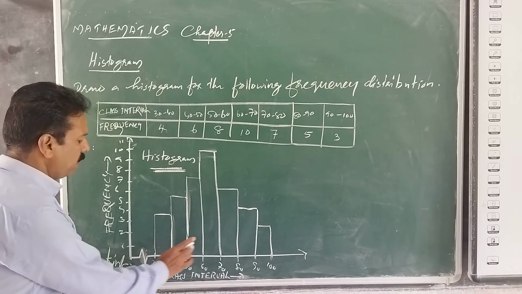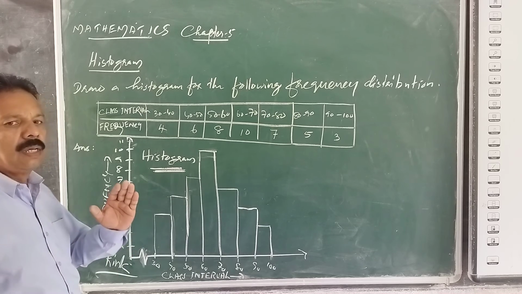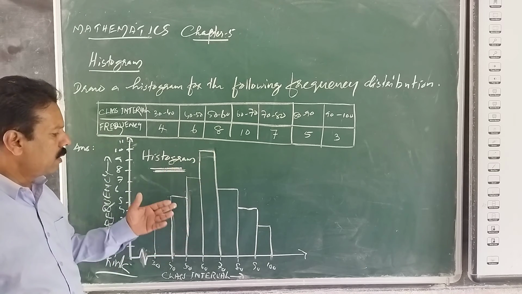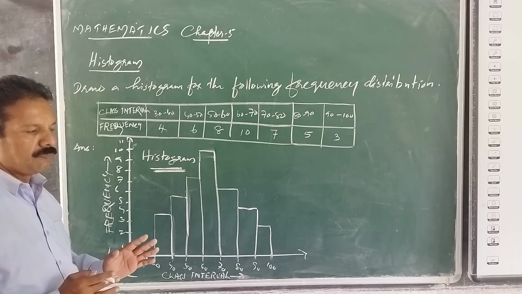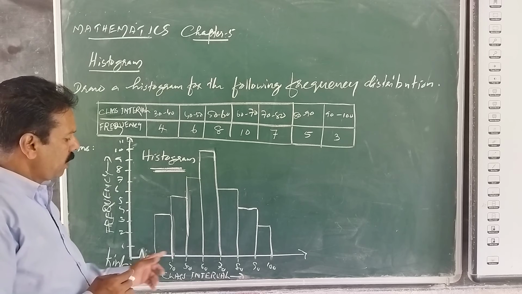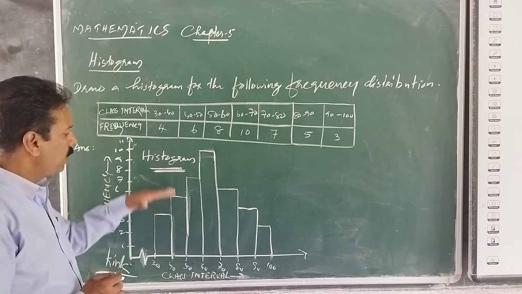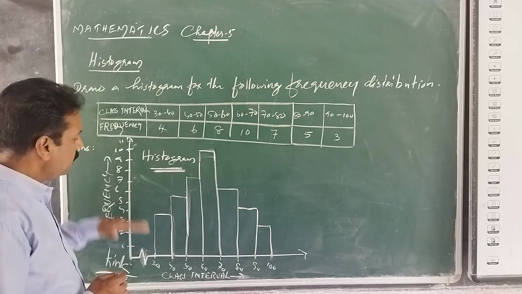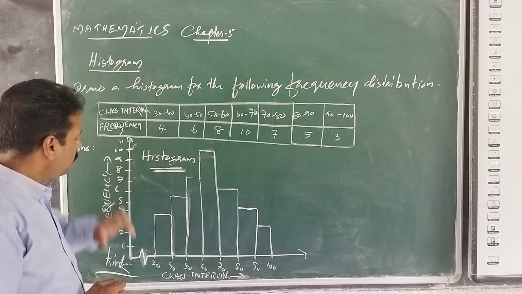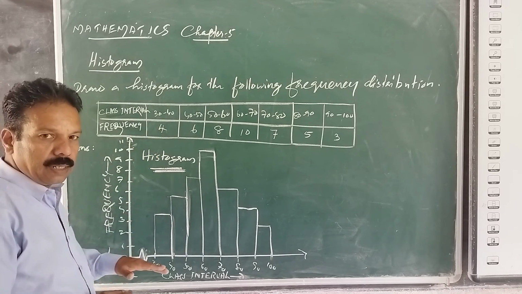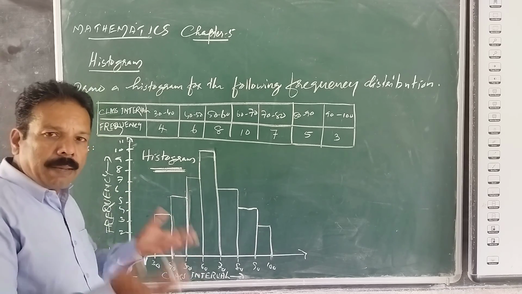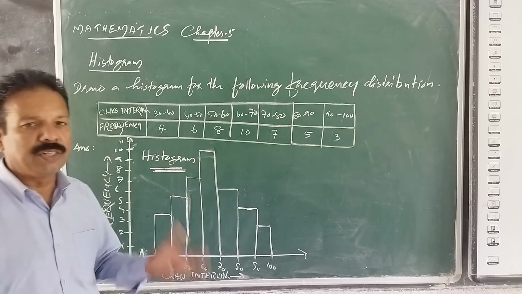Then keep one unit on both axes, and you have to make rectangles without any gap, equal width. And putting the height, frequencies are showing the heights. Frequency is 4, height is 4. Okay. This is all about how to draw a histogram based on a given frequency distribution table.